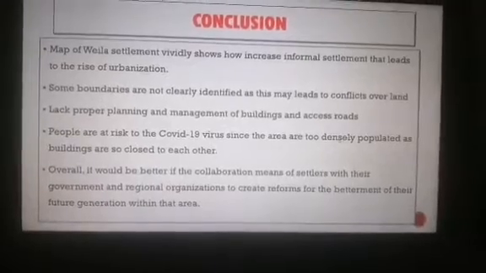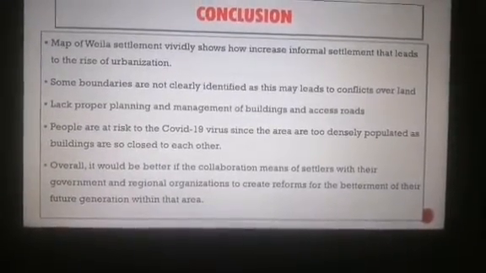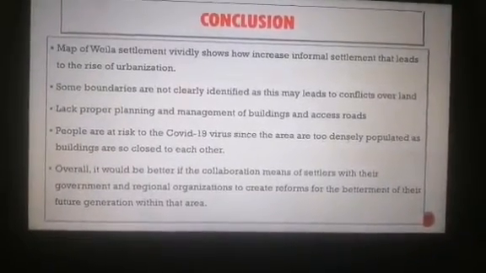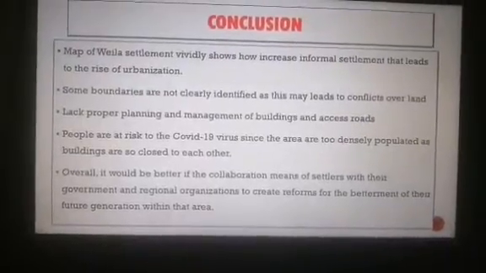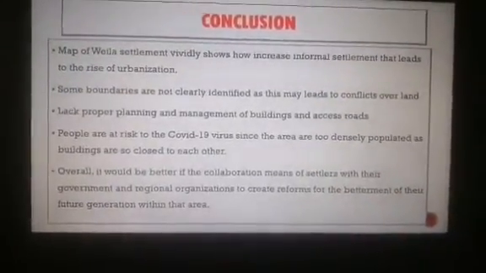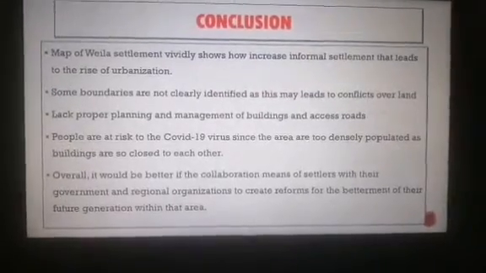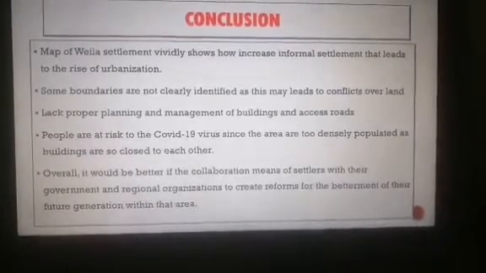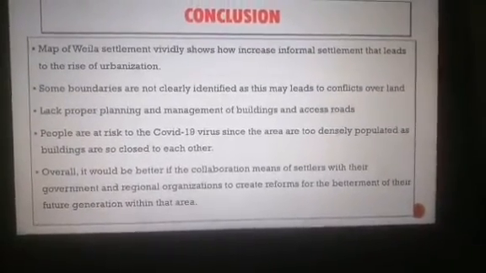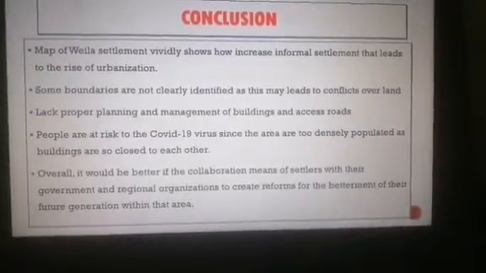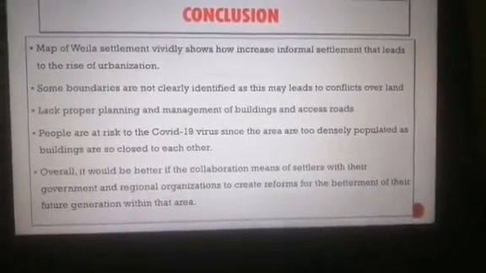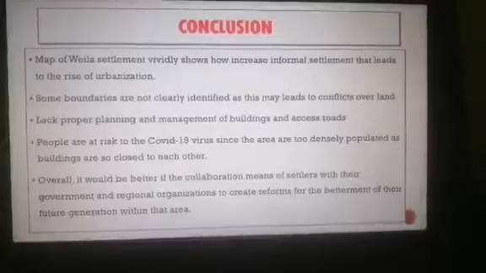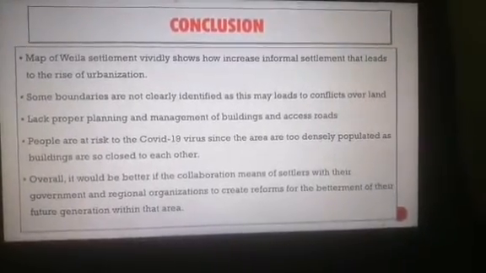the regional organizations to aid or support by creating reforms for the betterment of their future generations within that area, to avoid any misled land tenure or other means that will cause issues within the settlement. Thus, responsible authorities, government, and other organizations, plus the individuals at the Wailea settlement, should work together to evade such issues, and then make Wailea settlement a proper formal settlement.